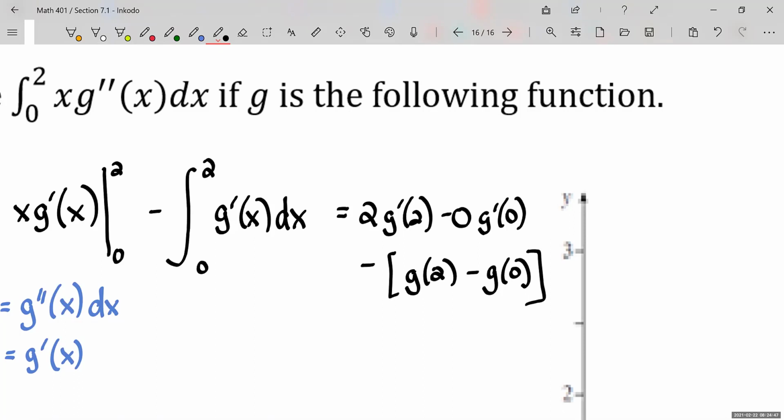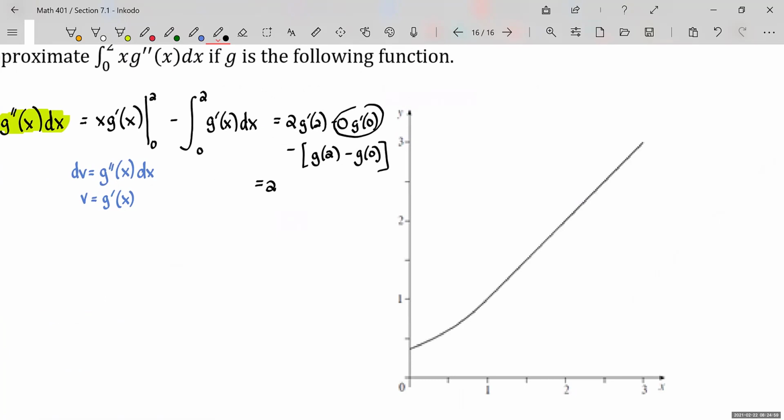So let's go ahead and see if we can figure this out. Well, I know 0 times g prime, that's gone. I don't have to worry about that. The question is, what is the slope of this curve? Because this is g right here. What is the slope of this curve at time 2? If you look at that curve, it's basically got a slope of 1. It rises 1 and runs 1, roughly. So g prime of 2 is approximately 1, minus g of 2 plus g of 0.